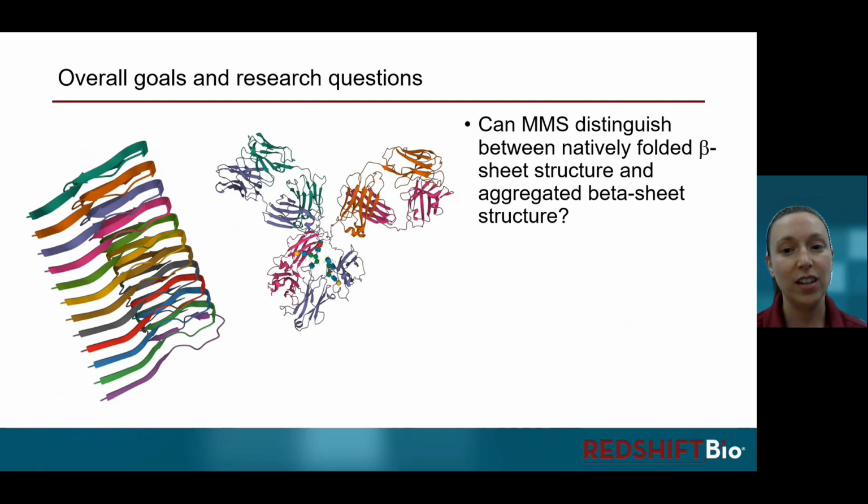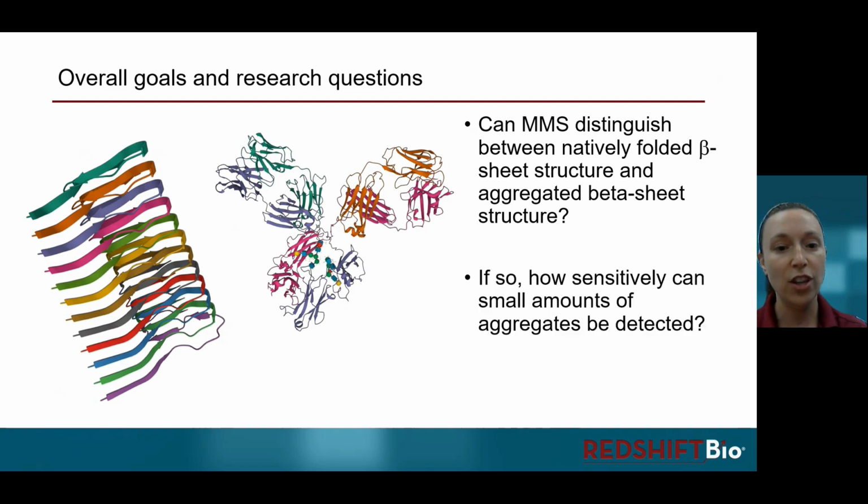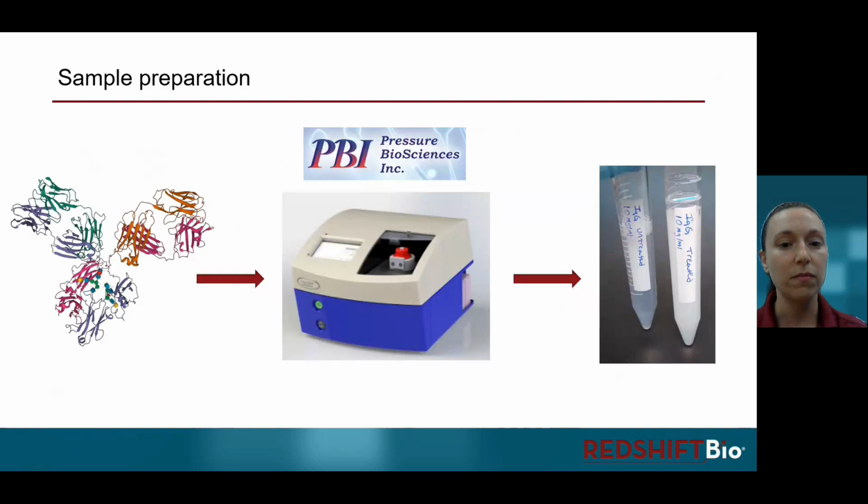So our research question is, with the increased sensitivity of MMS, are we able to distinguish native from aggregated beta sheet structure? And if so, how low can we go in terms of quantitatively detecting small amounts of aggregates?